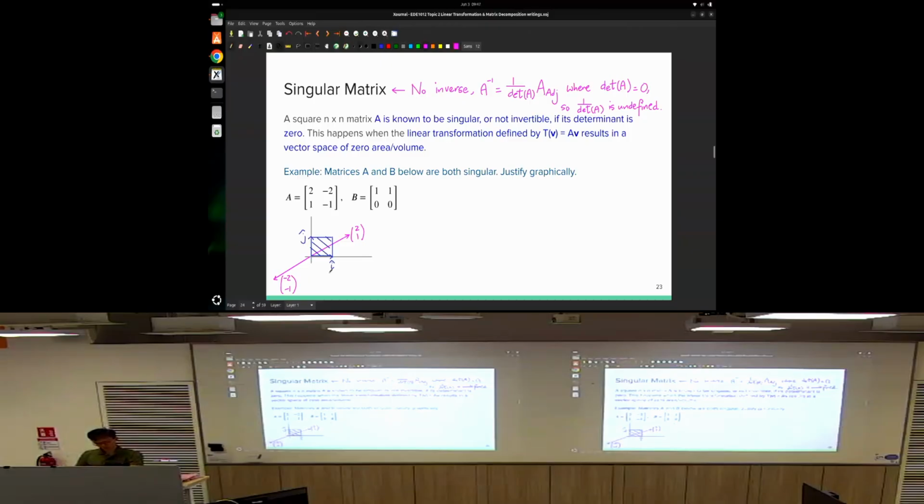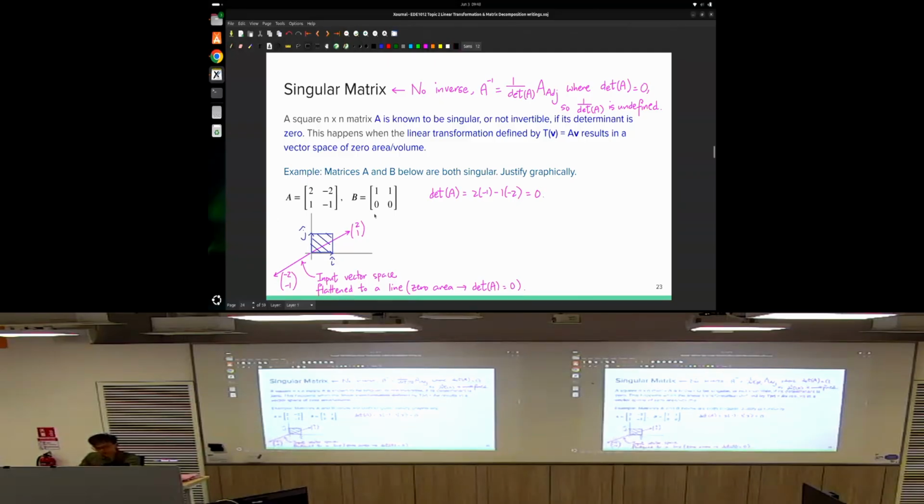So let's write this down. Input vector space flattened to a line. What's a line? 0 area. Because it's 0 area, the determinant is 0. And you can of course verify, because the determinant of A is 2 times minus 1 minus 1 times minus 2. So it's minus 2 plus 2, so it's 0. Therefore matrix A is singular.